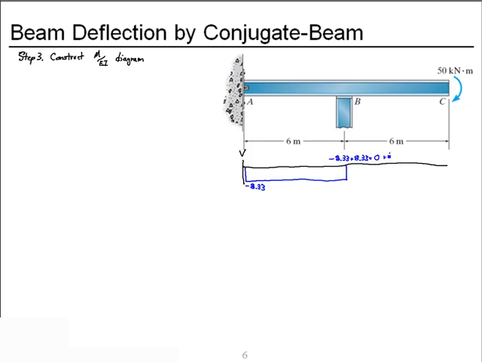to 0. We have no distributed load, no applied loads, no forces rather, between B and C, so the shear diagram remains constant at 0. Now the moment diagram.